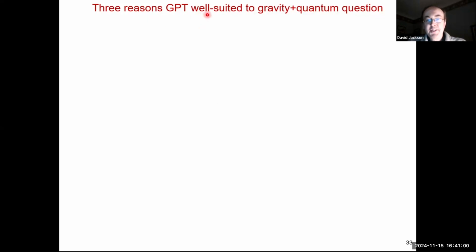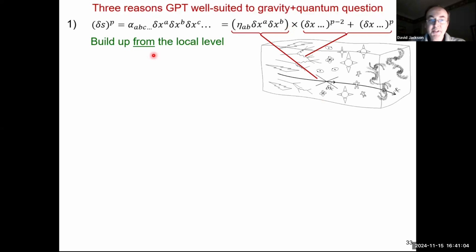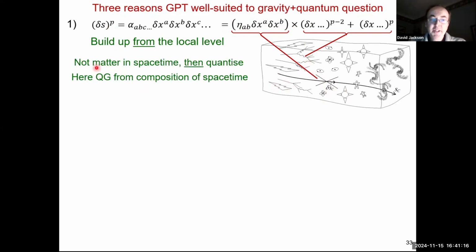There are three reasons, first of all, why generalized proper time might be well suited to this question. One is what I mentioned earlier, that we're building up from the local level. So we're finding these local elements of space-time from within our element of generalized proper time, and then constructing space-time with its matter content. So it's not that we're starting with space-time, then quantizing fields and matter and so on. We're actually looking at the composition of space-time from the beginning.